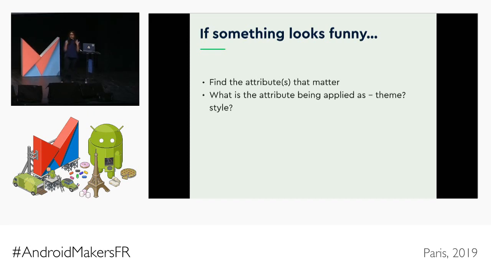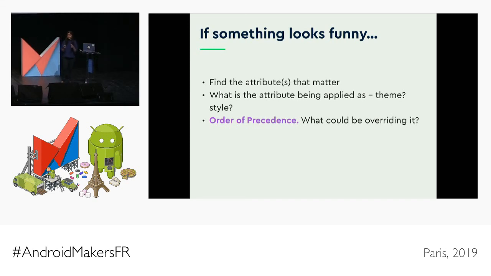And then find out what the attributes are being applied as. Is it a theme level attribute, a style level attribute? We know that if you throw in a theme level attribute, such as color primary, into a style, it doesn't work. So if you found the attributes that matter, that's great, but we have to know how to apply them. So we have to know what kind of attribute they are. And then refer back to the order of precedence, which is that colorful rectangle thing I showed you earlier.